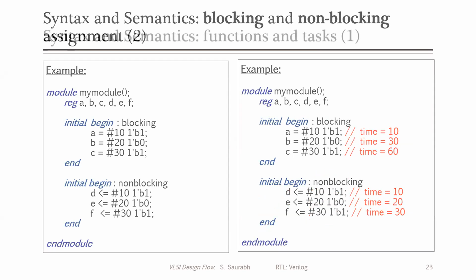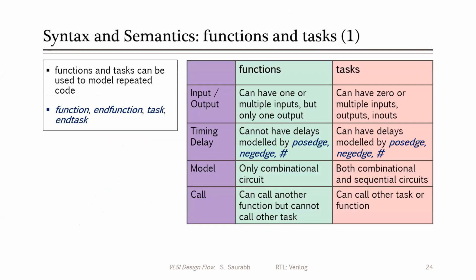Okay, let me move further. Now Verilog supports functions and tasks. If you have a group of code that is doing something, you can put it inside a function. The difference between function and task is that a function can have only one output, and one or more inputs. In a task you can have zero or multiple inputs, outputs, and inouts. You cannot have delays and pauses inside functions, but you can have those in tasks.